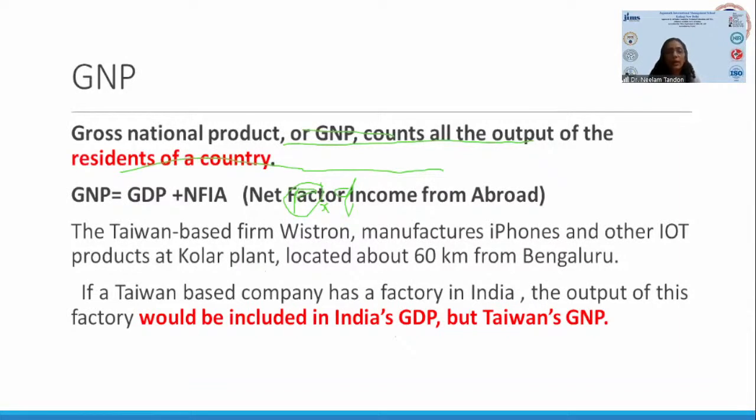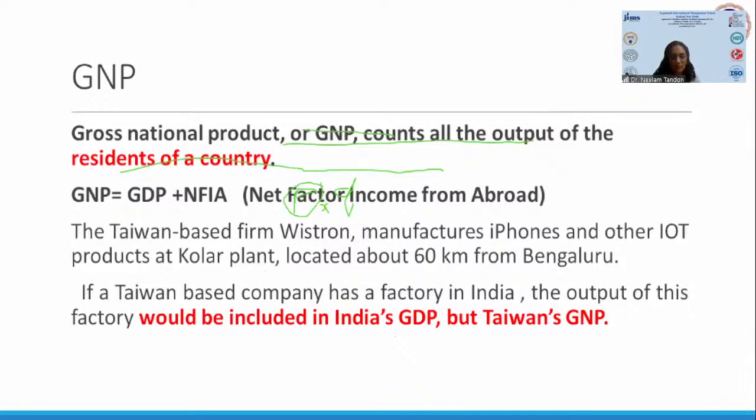But when we talk about national, you have to take care of net factor income from abroad. And normally what happens in a country like India, though things are changing over the period of time, net factor income from abroad normally is negative. That means the factor income those who take it outside India is more than what we get from the rest of the world. And if it is negative, then in that case, GNP will be less than GDP.